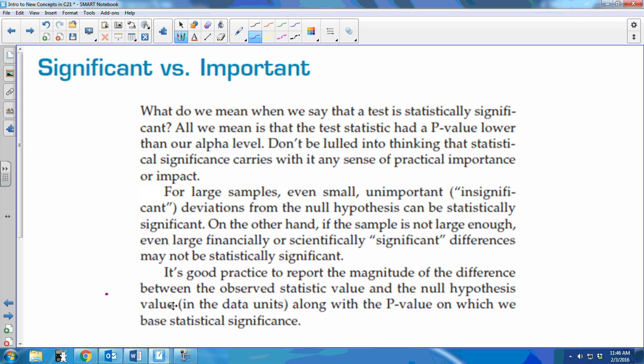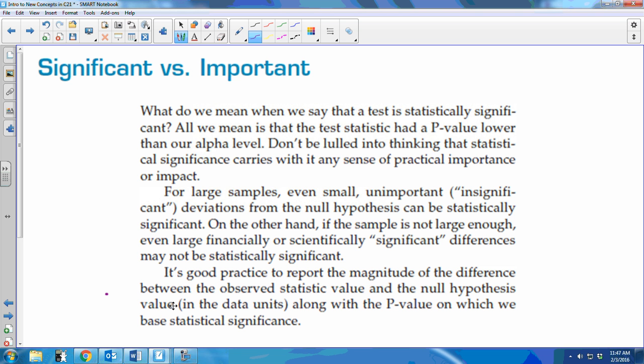Going along with that, third concept today: significance versus importance. When we reject a hypothesis, your p-value is low and you reject something, we say it is statistically significant. All right? But just because something's statistically significant does not mean that it's important. I'm going to do an example in a second that would explain why. But if you reject, you have a statistically significant result because you rejected.